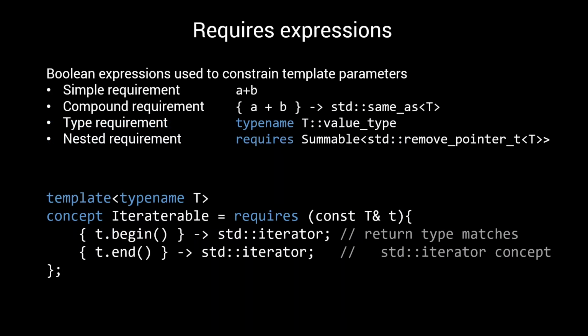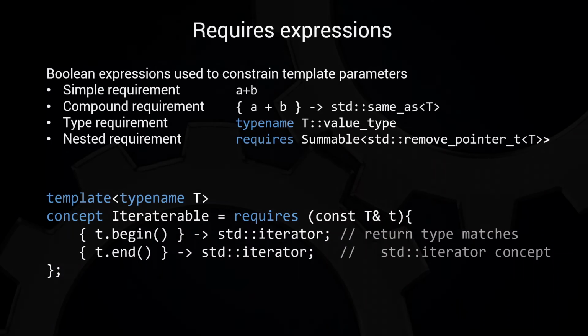So, let's summarize what we talked about. There are four types of requires expressions. The simple requirement tests whether an expression is valid. The compound requirement checks whether an expression is valid, but also lets you impose a constraint on the return type, or specify that the expression should not throw an exception. The type requirement allows you to specify that a certain name should be a type. And lastly, the nested requirement checks whether a certain constrained expression is valid and evaluates to true.